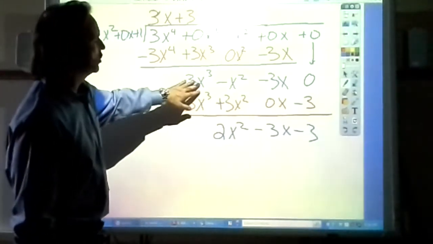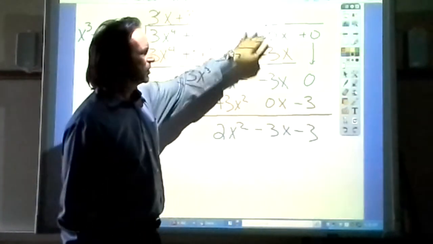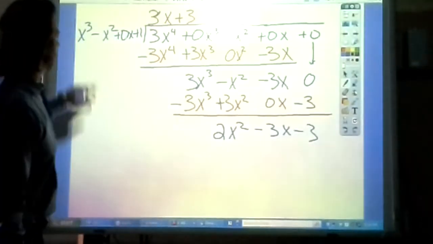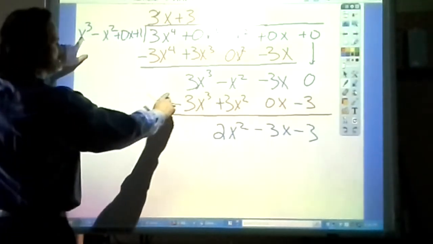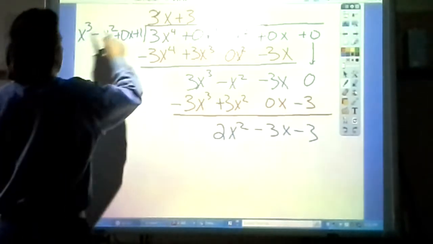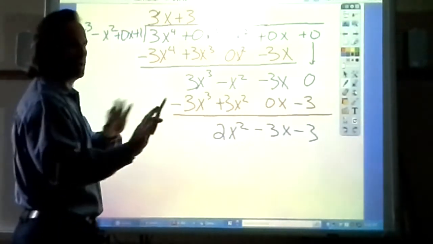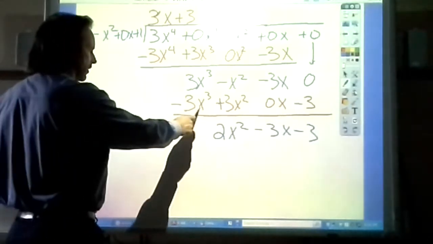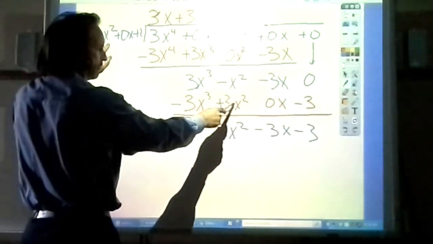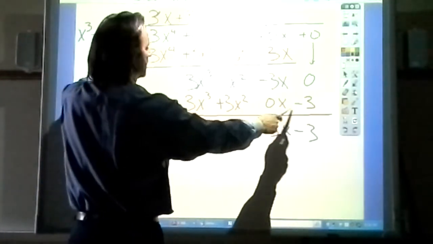Gone. I have 3x cubed minus a negative x squared comes down to 0, a 0 and negative 3x, and I bring down the 0. Again, first term, x cubed goes into 3x cubed 3 times. 3 times x cubed is 3x cubed. Ignore the signs, I've already changed everything. 3 times negative x squared is negative 3x squared. 3 times 0 is 0x, and 3 times 1 is 3.